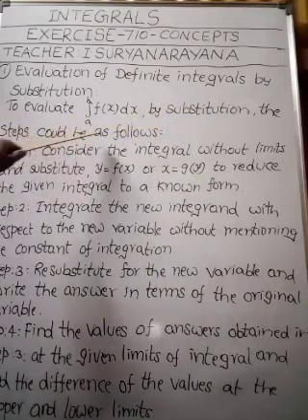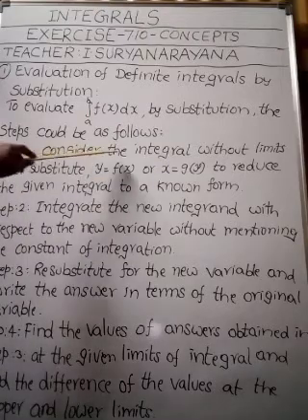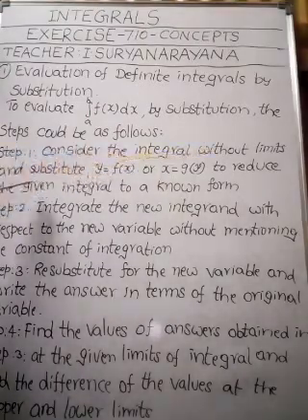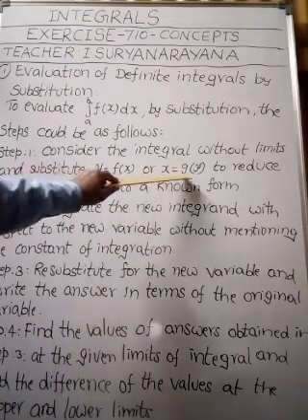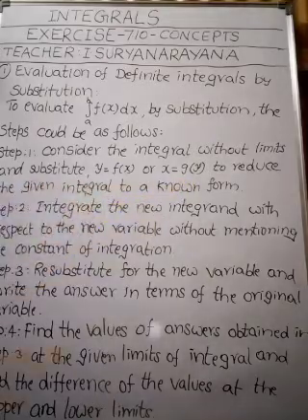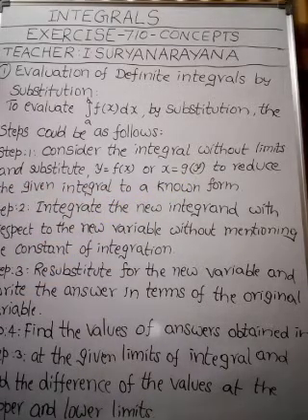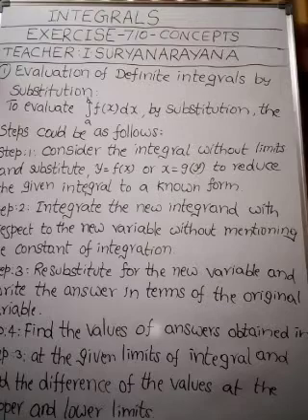The steps are as follows. First step, consider the integral without limits and substitute y equal to f of x or x equal to g of y to reduce the given integral to a known form. As we followed to evaluate an integral by the substitution method, here also we follow the same steps. Nothing different, nothing special.